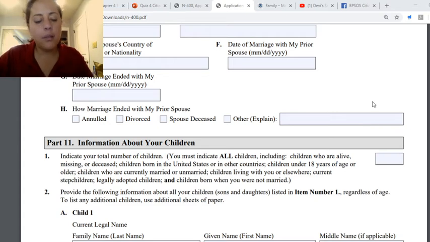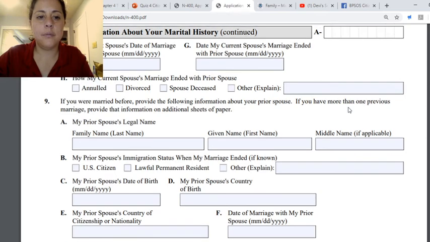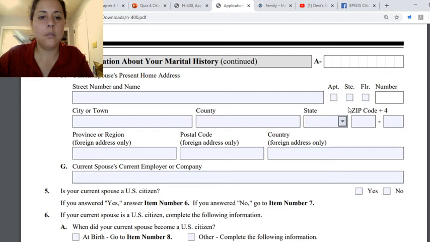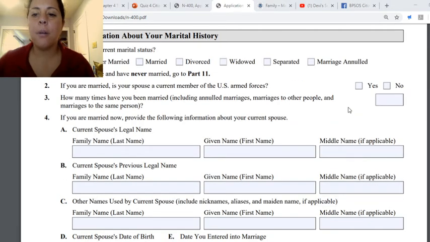Okay, so part 10 is asking you information about your marital history. First, the U.S. government wants to know about you. So they want to know, are you married now, currently? What is your current marital status? Single, married, divorced, widowed? If you are married, is your spouse, husband or wife, a U.S. citizen or a lawful permanent resident?